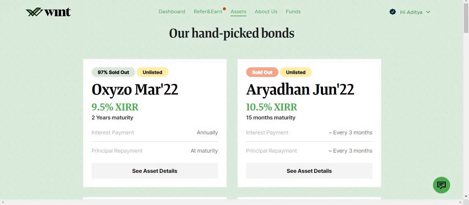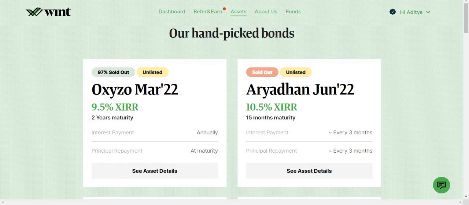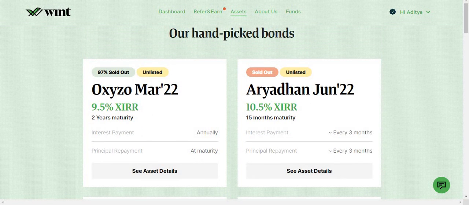So what makes WintWealth a good platform to invest? Its size is only 10,000. So you can start investing in bonds from just 10,000, and you can also see the return. If you want a return more than FD and don't want to take much risk like the stock market, then this is the best platform for you to invest.